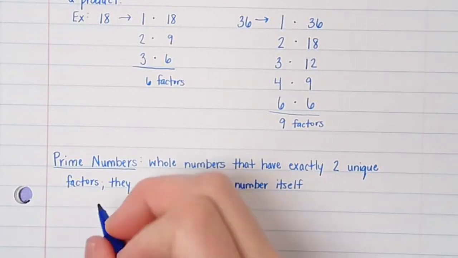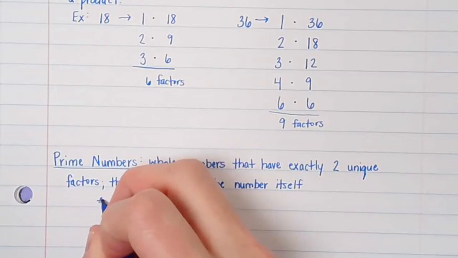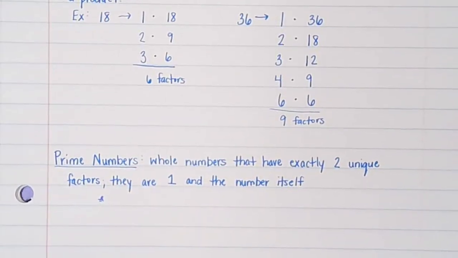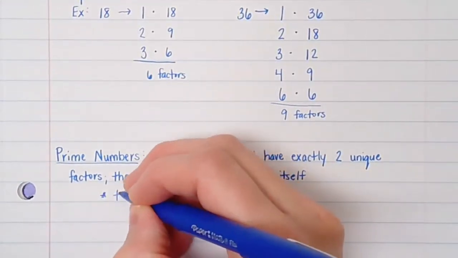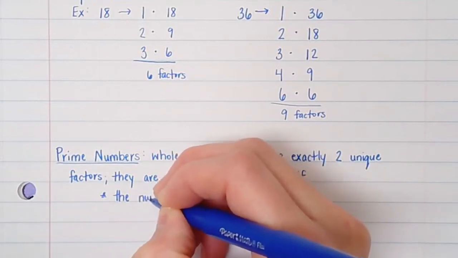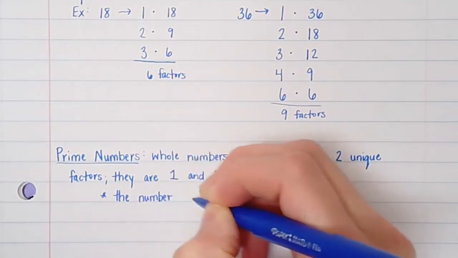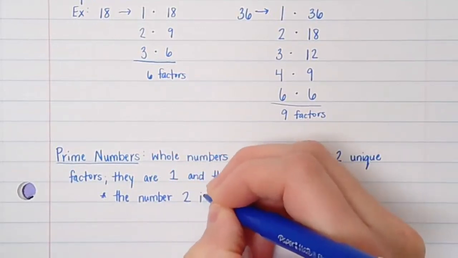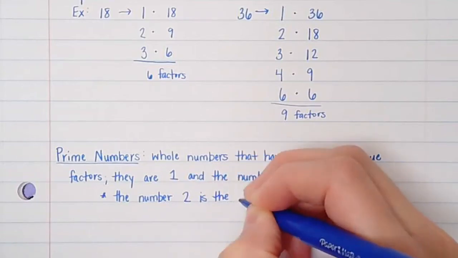Couple quick facts to remember with prime numbers. The number 2 is the only even prime number.